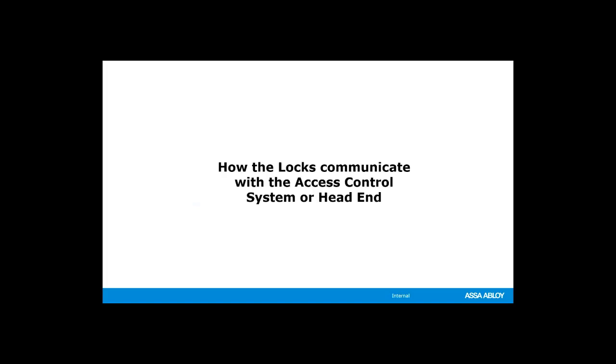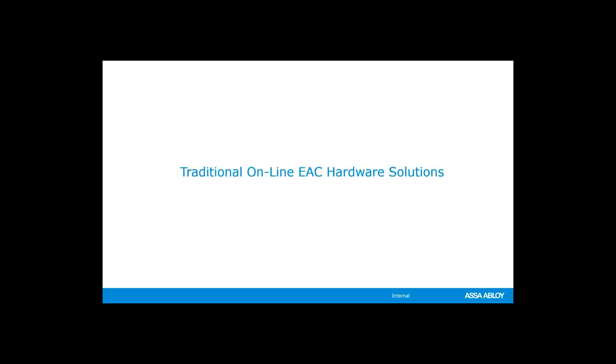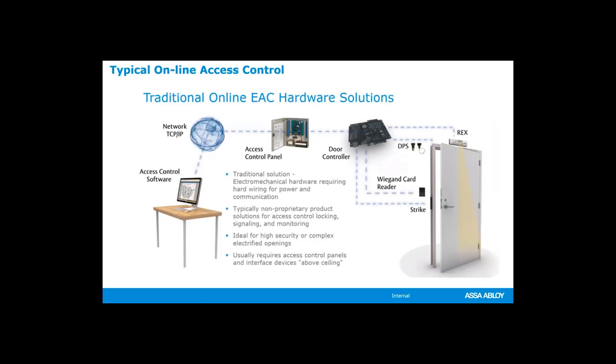Next, we're going to take a look at how locks communicate with the access control system or the head end. Traditional online access control solutions: in traditional solutions, electromechanical hardware is required to be hardwired for communication and power. Typically, non-proprietary products are used in the access control locks, signaling, and monitoring. This is ideal for high security applications or very complex electrified openings. It usually requires the access control panel and interface panels, which are going to be located above the ceiling.